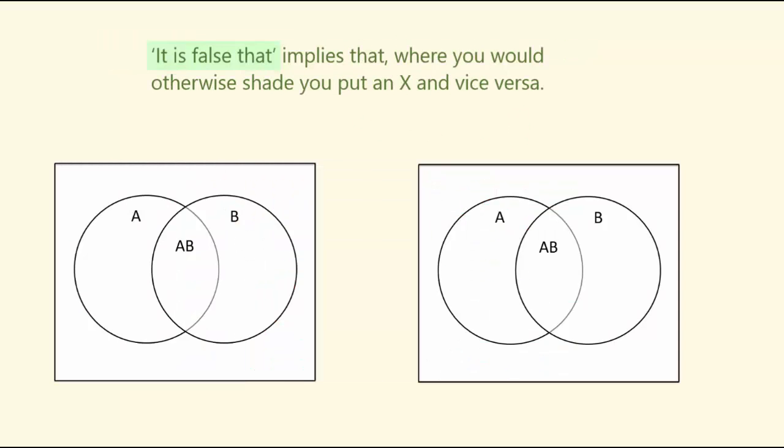The other thing that can make Venn diagrams a little bit more challenging is when we deny the categorical proposition. That is, when we say the categorical proposition is false. So if we have, for instance, the categorical proposition that all A are B, but we tack on it is false that in front of it, so it is false that all A are B, what we do is we think about where we would shade, and then instead of shading, because we're saying it's false, we put an X there.